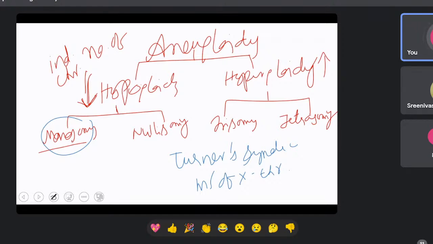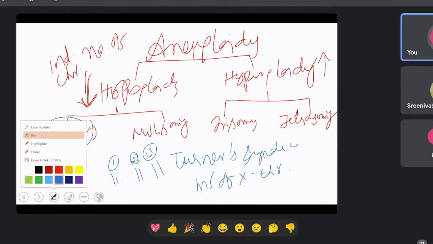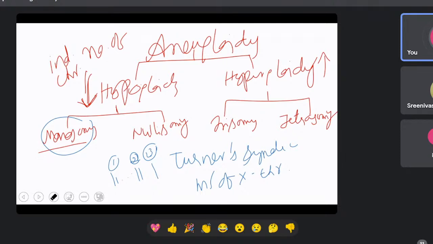So in a Turner's individual, what happens? We have 22 pairs of chromosomes normal, and the 23rd pair XX should be there. There is monosomy, that means loss of one X chromosome. It results in 2n minus 1. What is this minus 1? Loss of 1 X chromosome. So what is the 2n? Actually 46 chromosomes. Minus 1 is equal to 45. So the karyotype is 45 comma X.